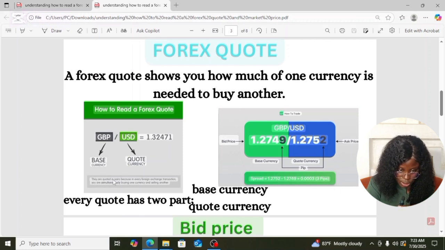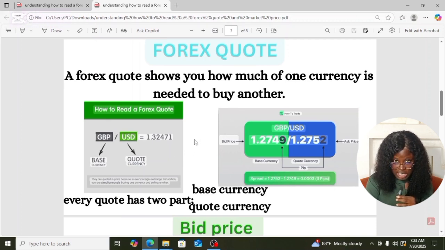And look here, they are quoted in pairs because in every foreign exchange transaction you are simultaneously buying one currency and selling another. What this actually means is that they are in a pair. GBP/USD is a currency pair. So you are automatically buying your Great Britain pound and selling your US dollar, because to buy the Great Britain pound you need this amount of USD, and once you buy it you have exchanged your US dollar for the Great Britain pound, which means you're automatically buying the pound and selling the US dollar. Is that understood? Okay, let's go to the next part.